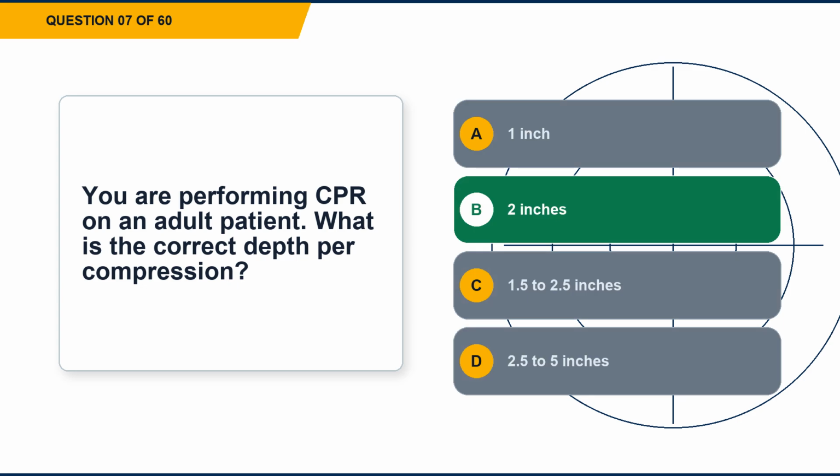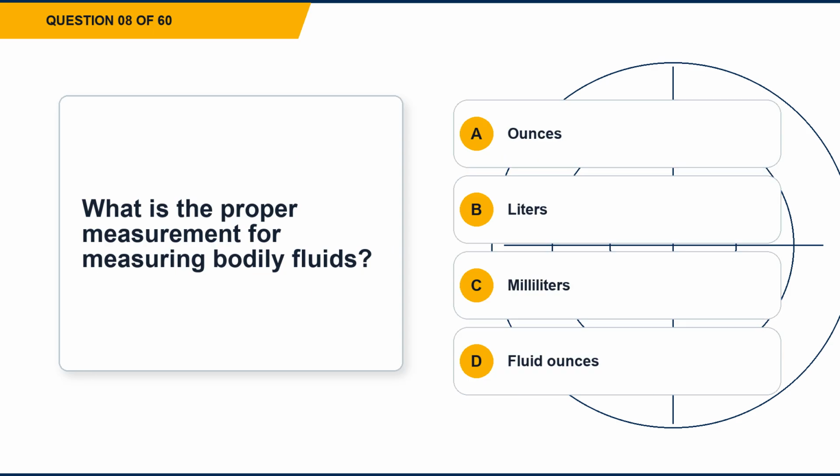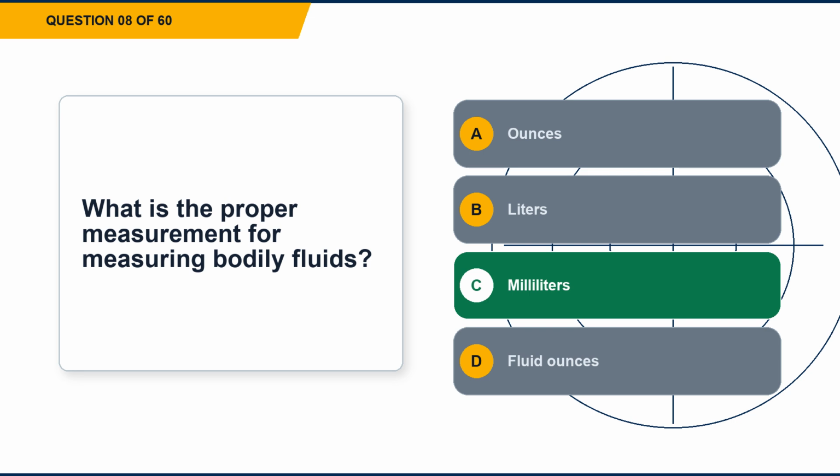2 inches. Explanation. For an adult, chest compressions must be at least 2 inches deep to effectively circulate blood to the brain. Question 8. What is the proper measurement for measuring bodily fluids? Option A. Ounces. Option B. Liters. Option C. Milliliters. Option D. Fluid ounces. The correct answer is option C.